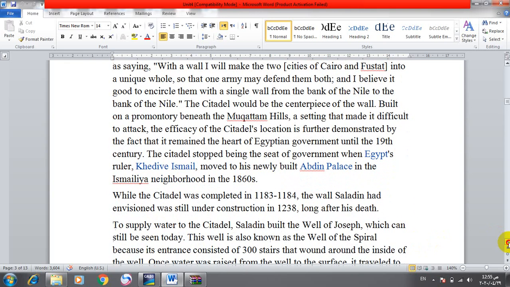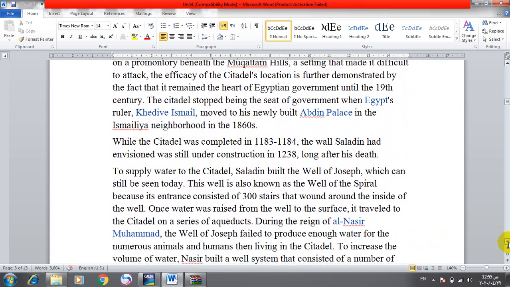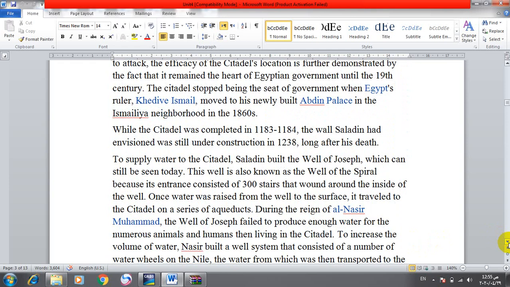While the citadel was completed between 1183 and 1184, the wall Saladin had envisioned, meaning imagined, was still under construction in 1238, long after his death.